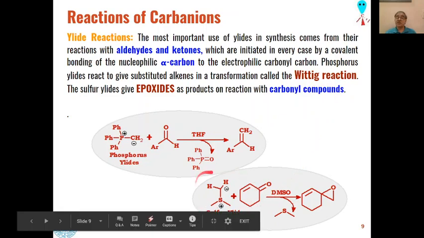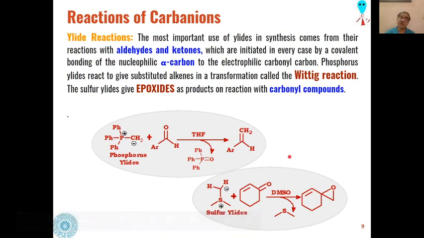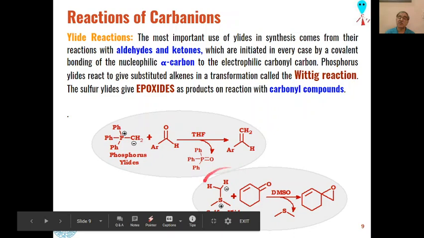Similarly, if we react sulfur ylides with alpha beta unsaturated ketones, then instead of alkenes, we will get epoxides as the product. So this CH2 will add across this carbon oxygen double bond. Instead of forming alkenes, we will get epoxides as the product. So this is the difference between the products formed by phosphorus ylides and by sulfur ylides when we react these with alpha beta unsaturated ketones.